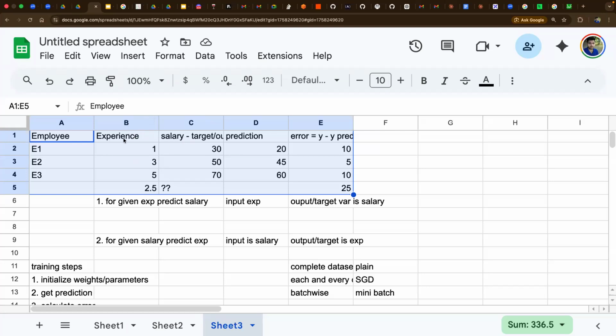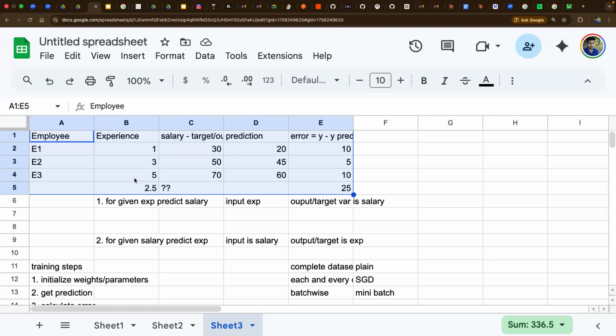One is, for a given experience, what would be the salary? That can be the problem statement. Or in reverse order, for a given salary, what could be the experience a particular employee has? So both are possible. Depending upon the problem statement or the query that you are going to answer using your model, you will have to decide the output variable.